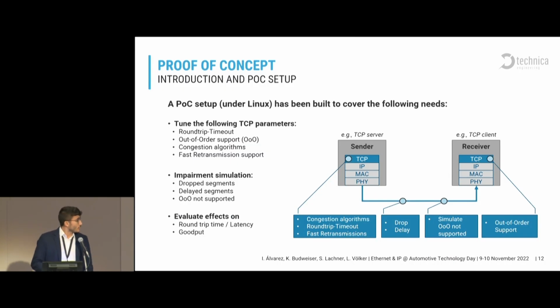In order to discover how this works, we have designed a proof of concept setup to simulate both ends of the TCP communication: on one side, the sender, and on the other side, the receiver. This proof of concept setup consists of two Linux-based systems communicating with each other, and it will allow us to cover some technical needs for our experimental procedure. First of all, we will have control over several TCP parameters and features, like round-trip timeout, out-of-order support, the fast retransmissions mode, and so on.